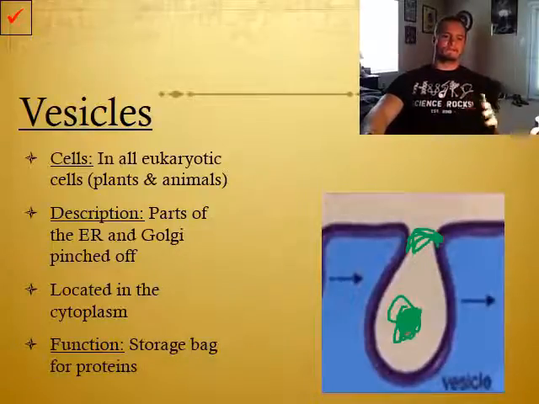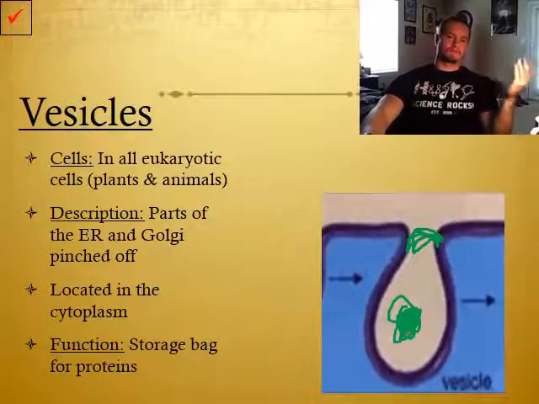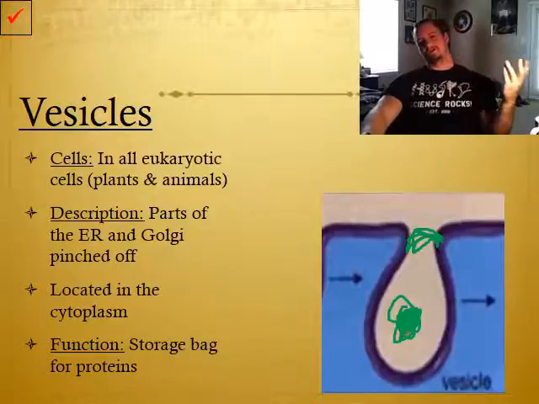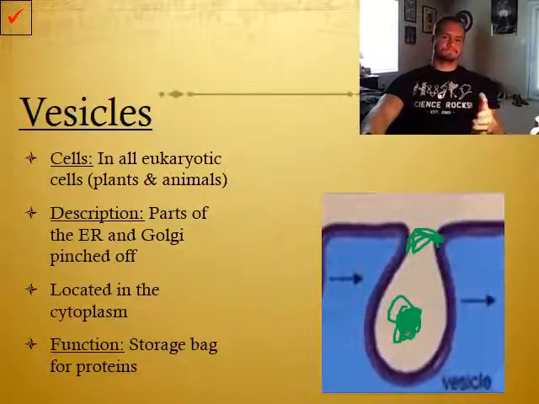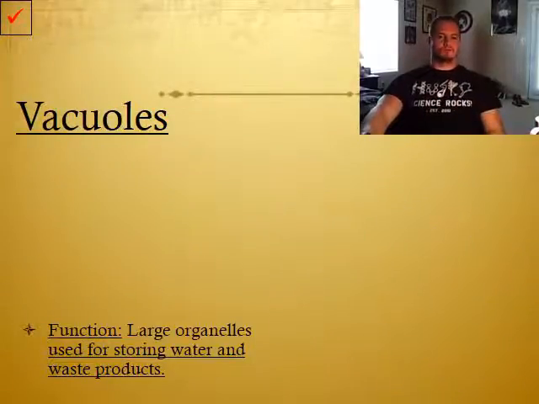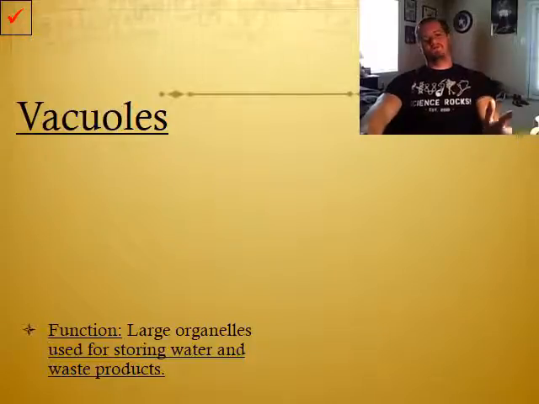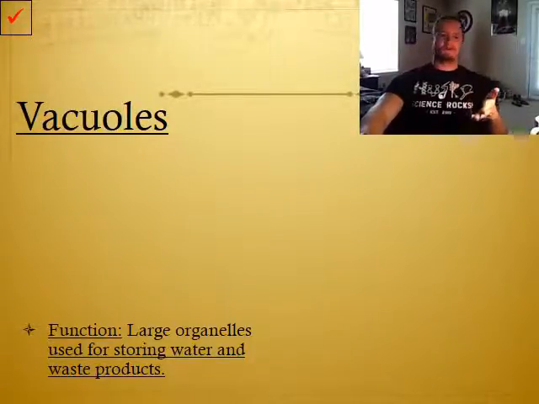And the main function is they are a storage bag or box for proteins. So if the Golgi is the shipping department, the vesicles would be the storage boxes themselves that are shipped. Our vacuoles. Vacuoles, their function is they are large organelles used for storing water and waste products.